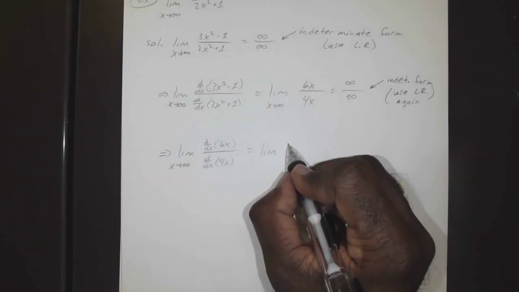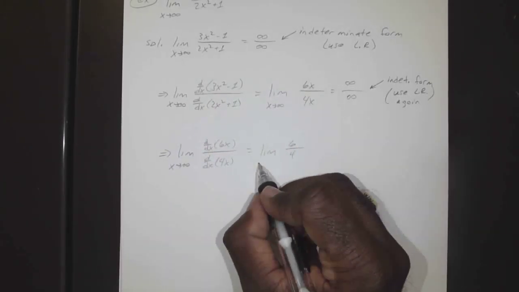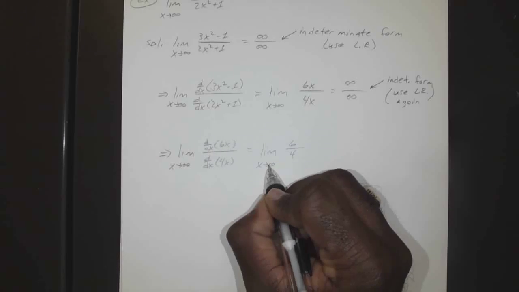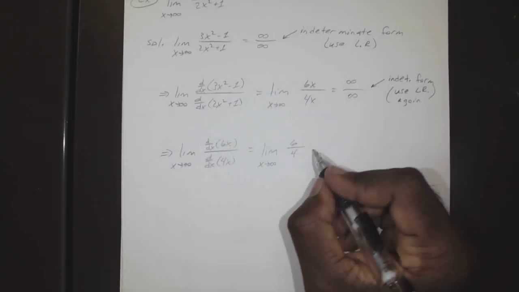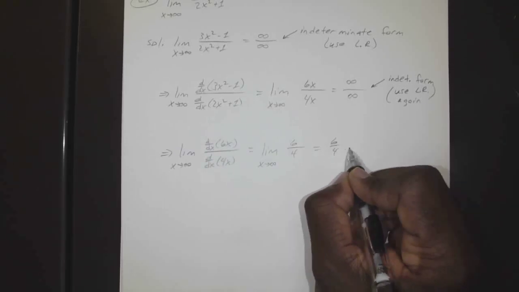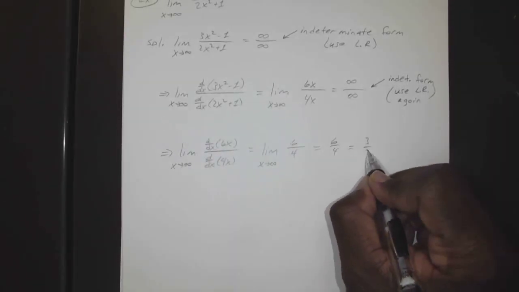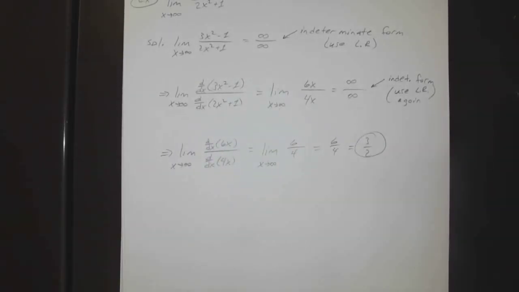Okay, so you have the limit of 6 over 4 as x approaches infinity. The limit of a constant, no matter what it's approaching, is just that constant. So that's 6 over 4, which is 3 over 2. All right, any questions on that one?